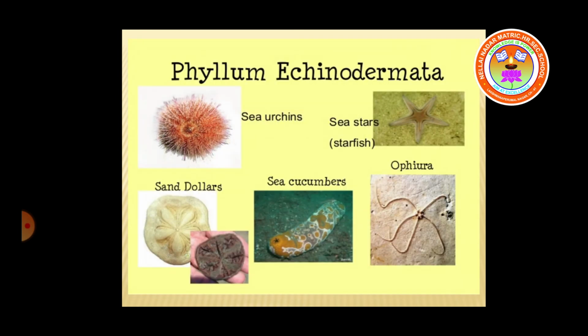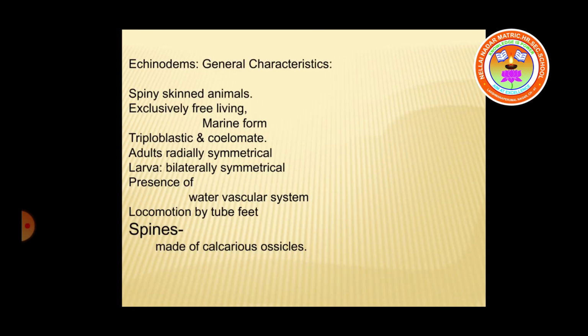Next phylum is Echinodermata. Echinoderms are spiny skinned animals. They are exclusively marine and free living. They are triploblastic and coelomate animals. The adult animal shows radial symmetry, whereas the larval forms show bilateral symmetry.